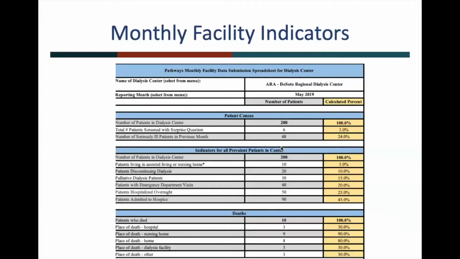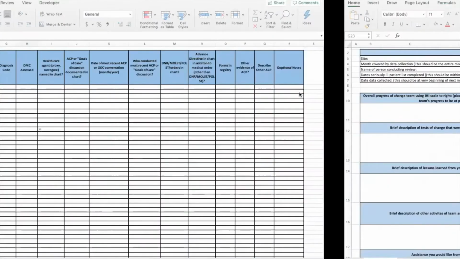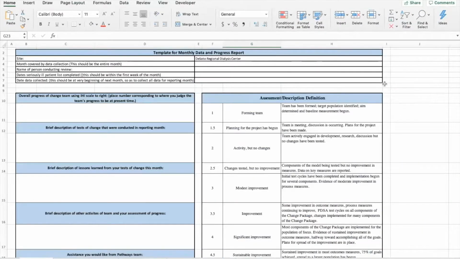This is what the spreadsheet looks like. At the top, you'll be able to enter your dialysis center name, and I'll show you. Actually, I'll go to it right now. Our superstars are the ones using it right now. So this is what the template looks like. There is an overview cover sheet, and you'll just go in and fill in the data.